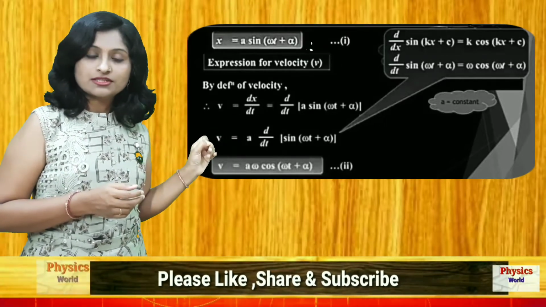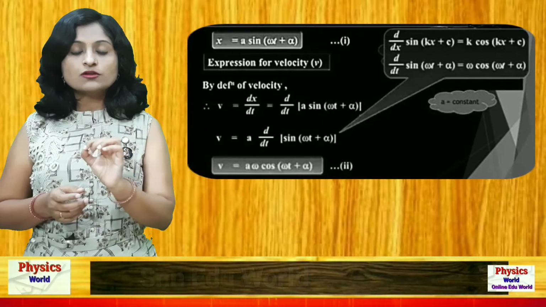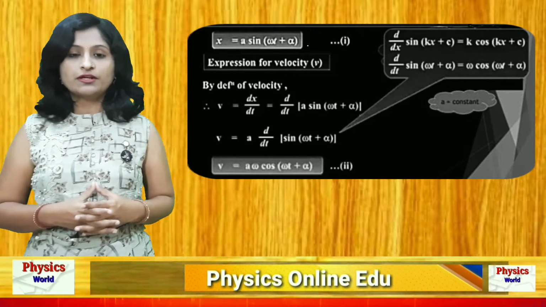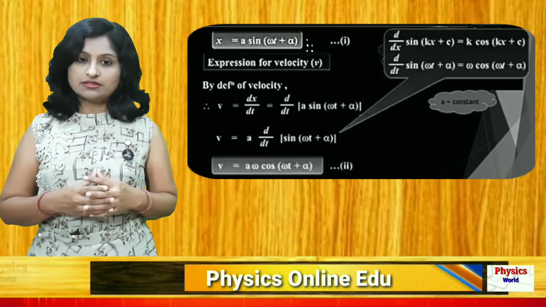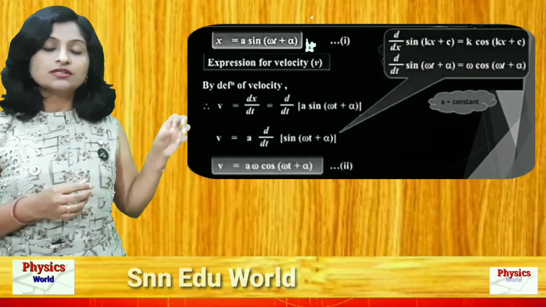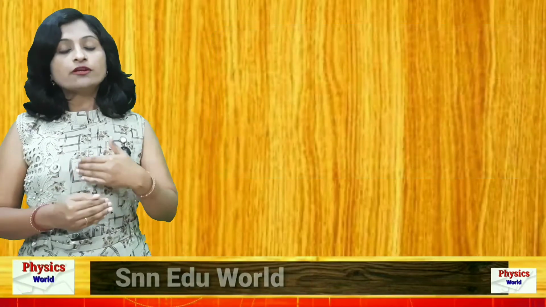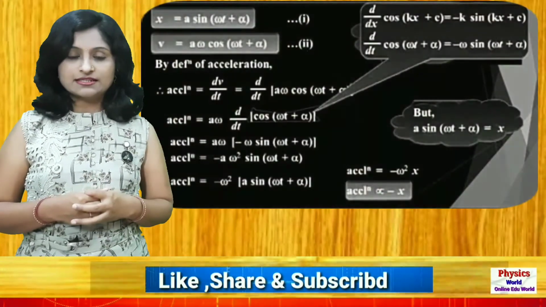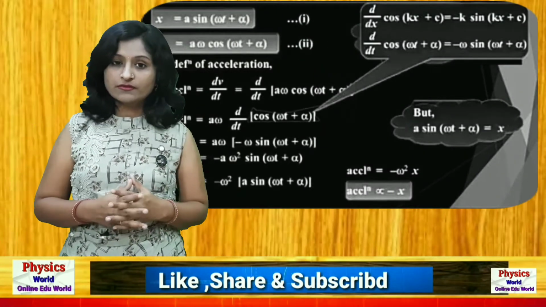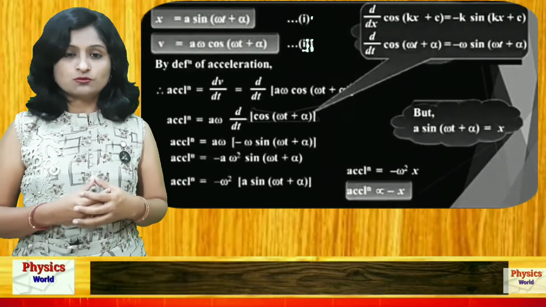So what is velocity? Velocity v is equal to A omega cos(omega t plus alpha). This is the equation for the velocity along the diameter. When we take the projection along the diameter, the velocity of the particle will be as shown here. Now we will move towards the acceleration. In a similar pattern we will find the acceleration here. How? Take the differentiation of velocity with respect to time.